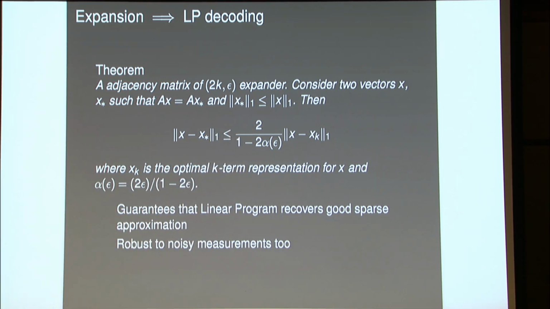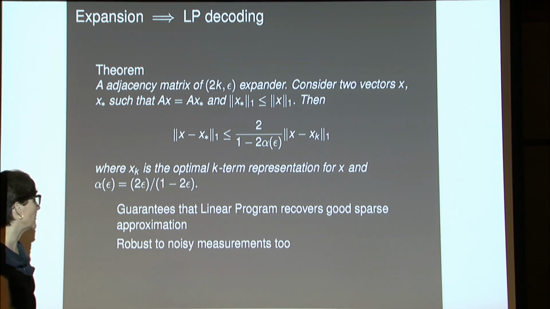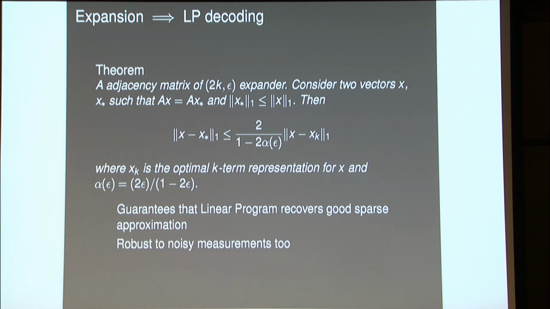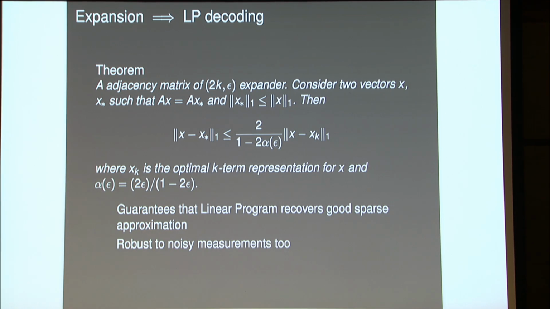Okay, so this theorem guarantees that linear programming recovers a good sparse approximation. Linear programming is a lovely geometric approach to solving these problems. So we've taken a combinatorial object, employed a geometric algorithm, and everything works nicely. You can also show this is robust to noisy measurements.